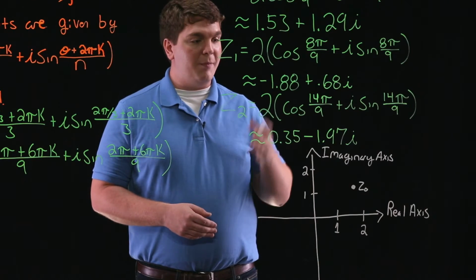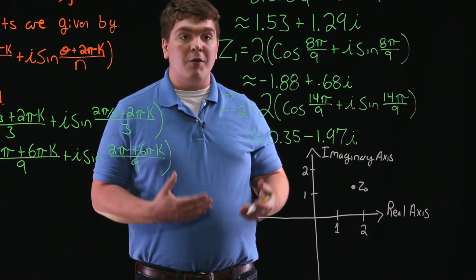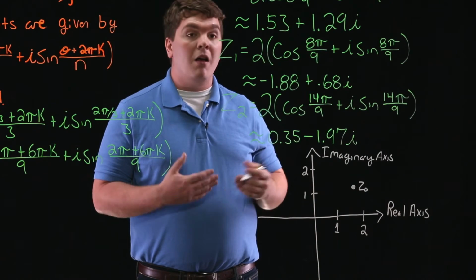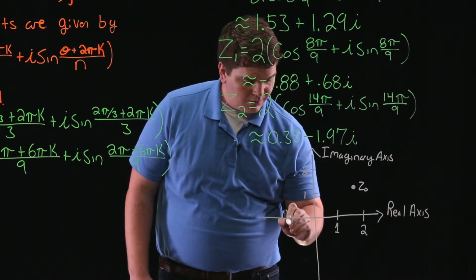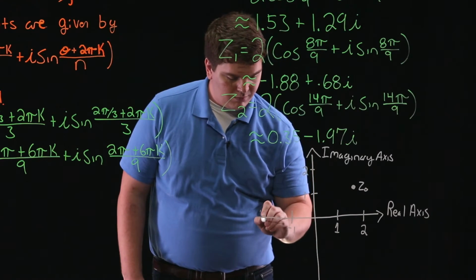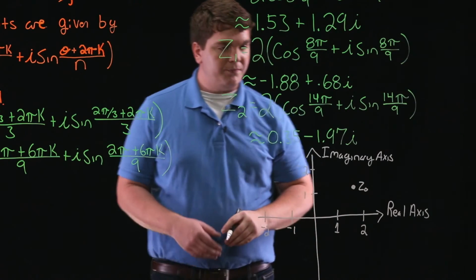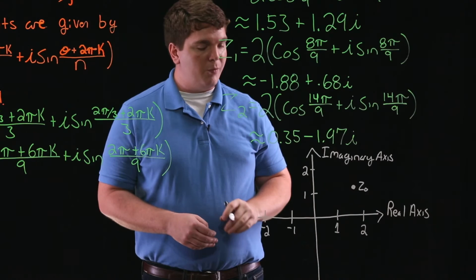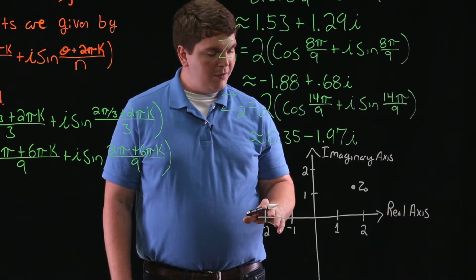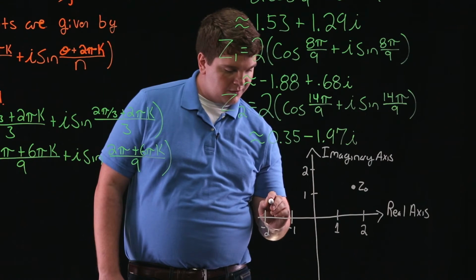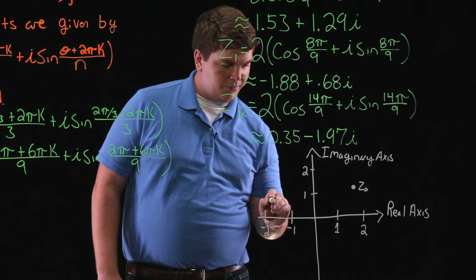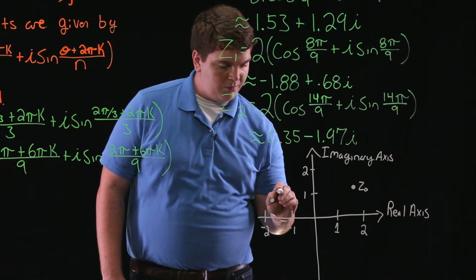Now our second root happens at negative 1.88 on the real axis and 0.68 on the imaginary axis. So we'll come to the left, negative 1, negative 2. So coming over negative 1.88 on the real axis and coming up 0.68 on the imaginary axis puts us here. So here is our second root.